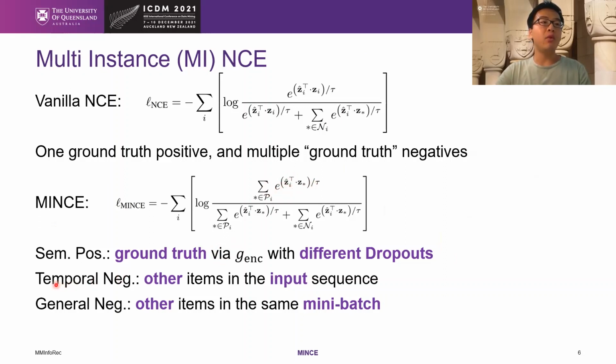For the negative samples, we have two types. The first one is the temporal negative, which means they are items from the same input sequence, but not the ground truth item. For the general negative samples, we just choose the items from the same mini batch.